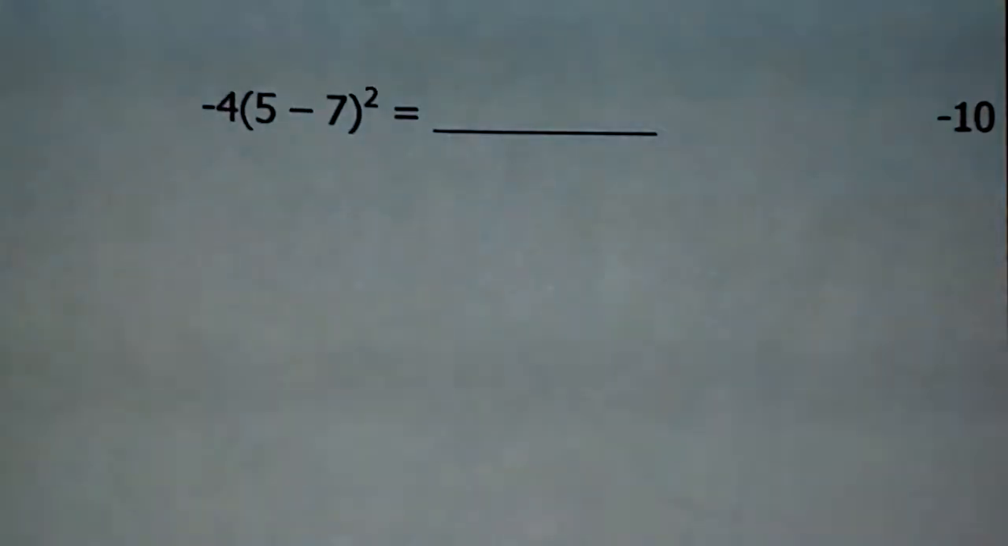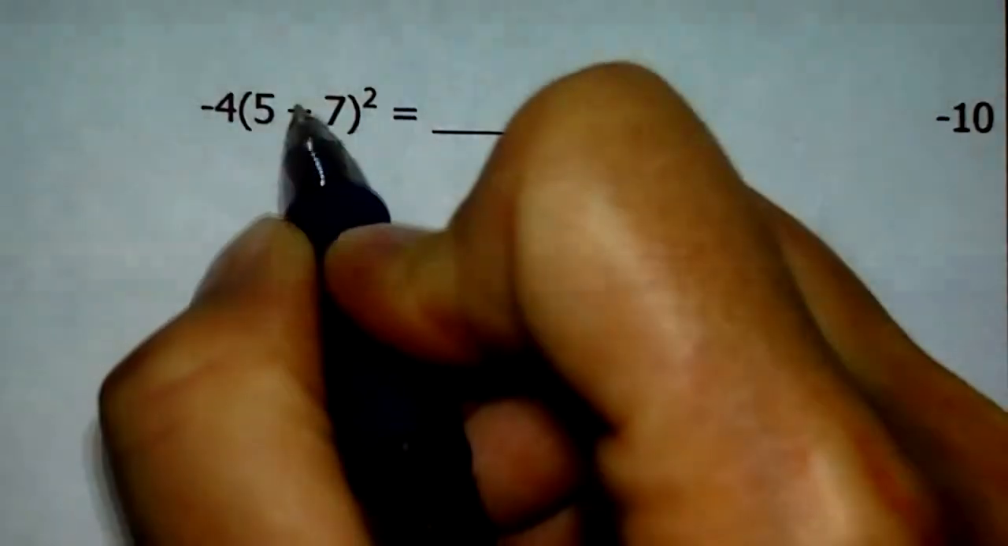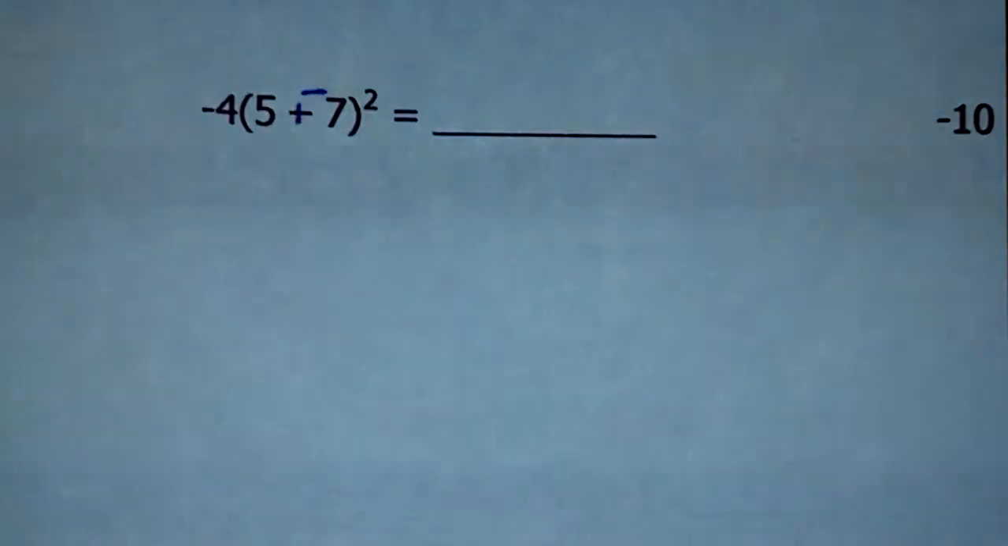Alright, next, okay, finally we've got some little exponents in here. I do see subtraction. I want you to change that before you begin. So let's change this minus 7 to keep, change, change. Because subtracting 7 and adding a negative 7 are the same thing.